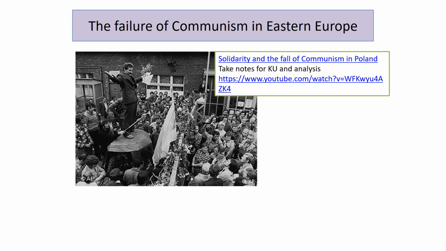You've got here Solidarity in the fall of communism in Poland. Now, Solidarity was a trade union movement which expanded and became a political party. Solidarity also is against communism. So again, you've got a YouTube video to watch here, and this will help you in terms of taking notes for KU analysis under your Poland part of your mind map.